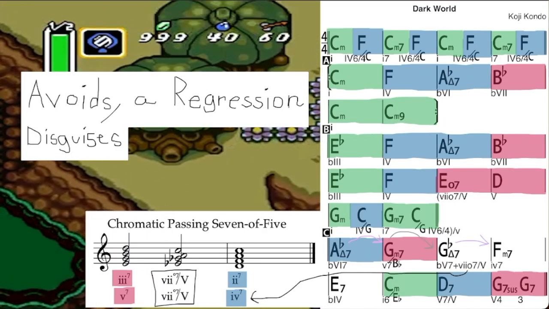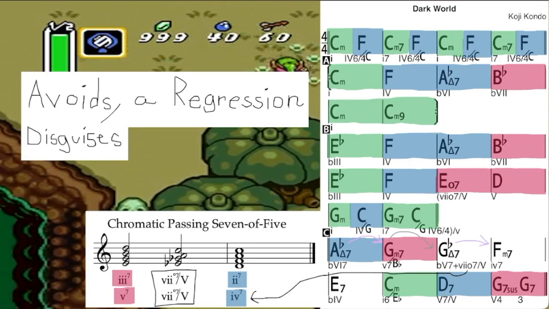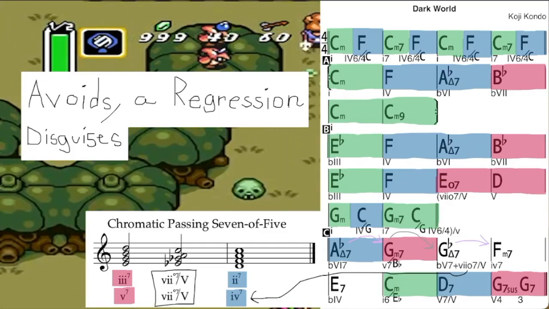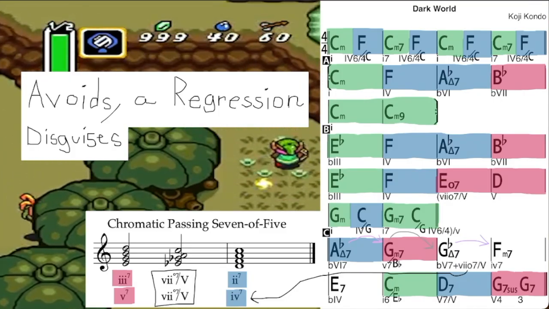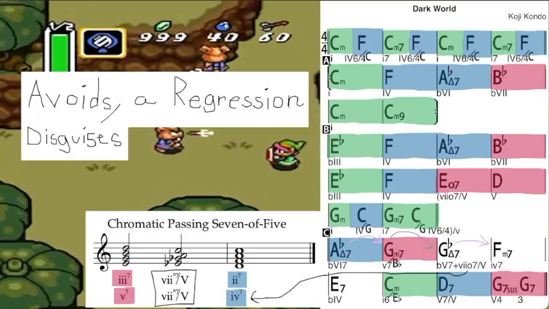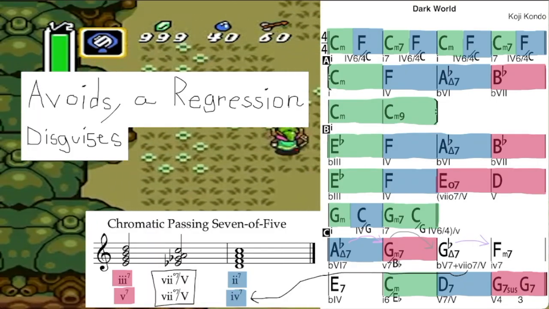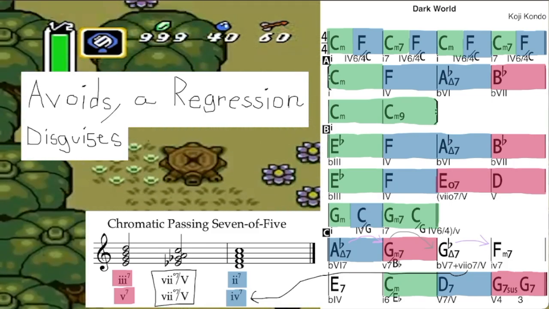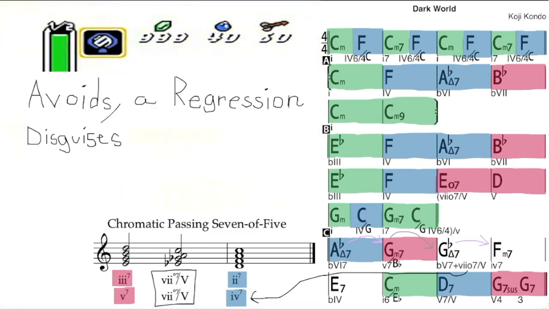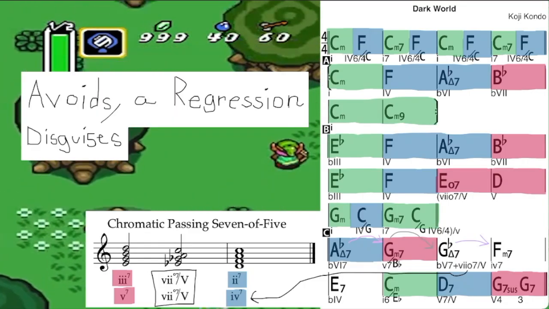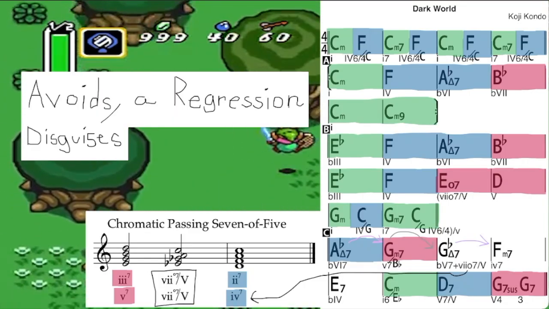The nice thing about it is it avoids a regression, or rather it disguises a regression. So you're going from a dominant function chord to a predominant chord, which happens in jazz. In classical music, they try to avoid it. They see it as bad practice. But in jazz music, they don't care at all. They'll just do regressions all day. That's a difference in philosophy between the two styles.